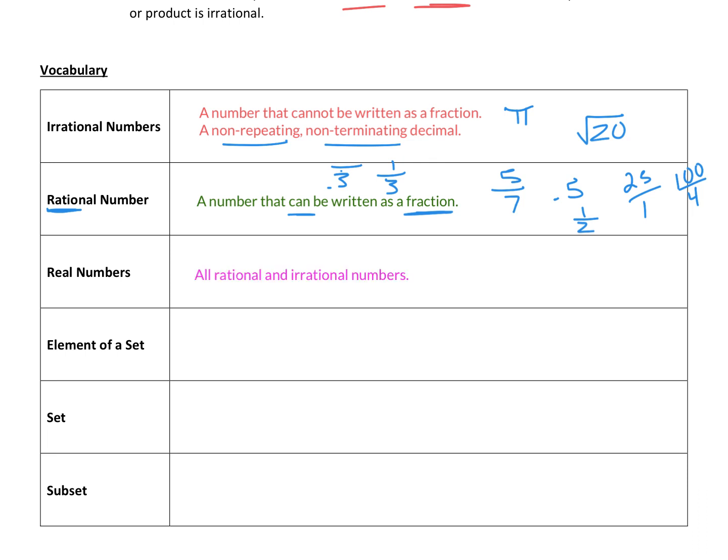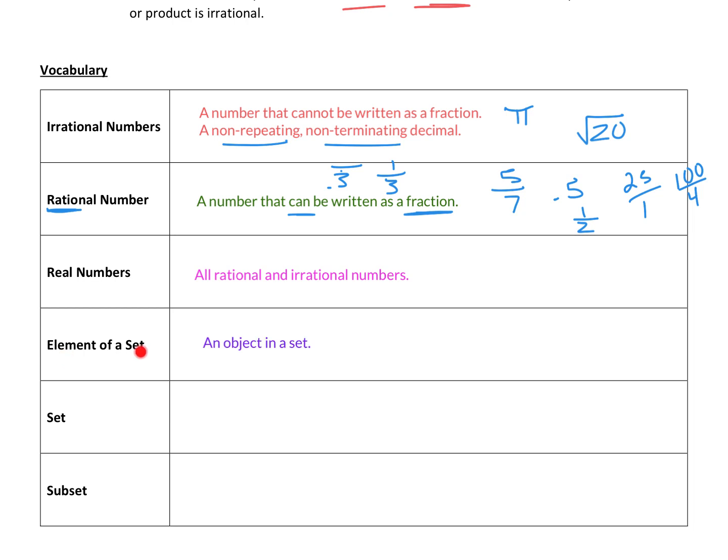Our next word is real numbers. Real numbers are all of your rational and irrational numbers, which we just covered in the first two words. So all of these examples that we were writing down are all real numbers. Real numbers can be rational, real numbers can be irrational.